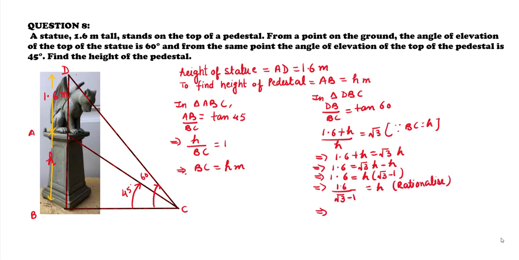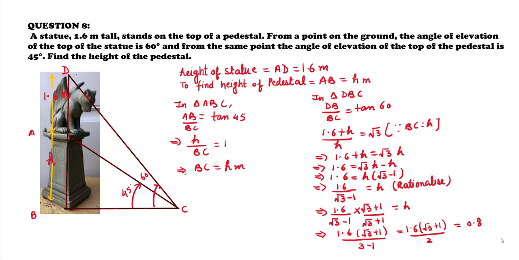As the denominator has a root value, we will rationalize the number. To rationalize, we will change the sign of the denominator and multiply and divide the number with the new number. So it implies 1.6 upon (root 3 minus 1) into (root 3 plus 1) upon (root 3 plus 1). The denominator had root 3 minus 1, so we have changed the sign to plus and multiplied and divided with root 3 plus 1. So that implies 1.6 into (root 3 plus 1) upon (3 minus 1), that is equal to 1.6 into (root 3 plus 1) upon 2, that is equal to 0.8 into (root 3 plus 1). Hence, the height of the pedestal is 0.8 (root 3 plus 1) meter.